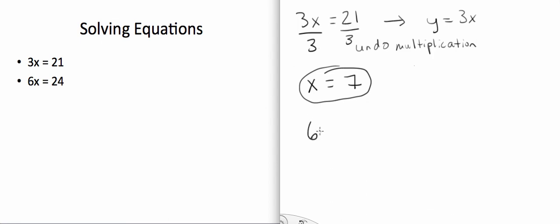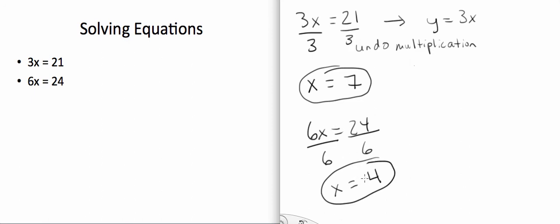We do the same thing if we have 6x equals 24. We're simply going to divide by 6 on each side. We have x is equal to 24 divided by 6, which gives us 4. So in this case, the 4th value of our table gives us an answer of 24.